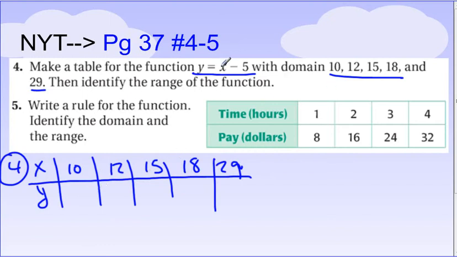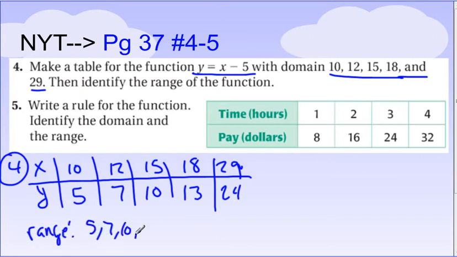So I'm going to take the x value, which are the inputs, subtract 5, and that gives me the y value. So just take each of these minus 5. So 10 minus 5 is 5. 12 minus 5, 15 minus 5, 18 minus 5, 29 minus 5. And then when we identify the range, it's just the outputs. So 5, 7, 10, 13, and 24.